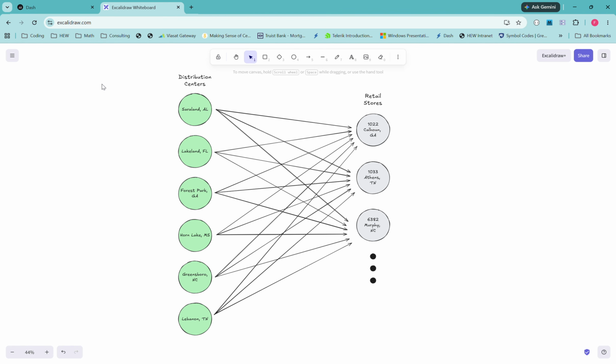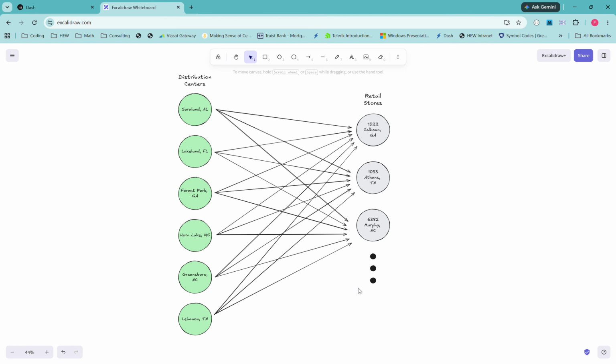And so in this case, in the green on the left-hand side, I've got a series of nodes. These are my supply nodes, also known as the distribution centers, and I've just labeled each one by the city. Then on the right-hand side, if I were to write all of them out, you would have all the retail stores. And so here I just wrote S3 and then put the ellipses and you get the idea. So here I've got the demand side of things. And then the edges, or the arrows connecting them, represent the different options with respect to shipping. So for instance, I could take units from Saraland, Alabama, and I could send them to Calhoun, Georgia, Athens, Tennessee, Murphy, North Carolina, and so on and so forth.